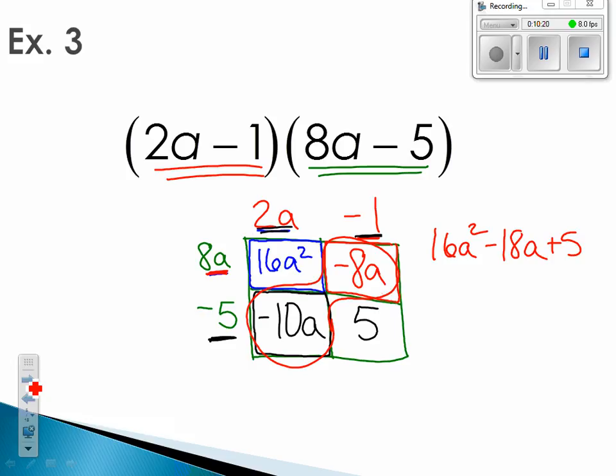So that's our box method. And guys, you can choose. Do you want to use full or box? I don't care. You'll get the same answer either way.